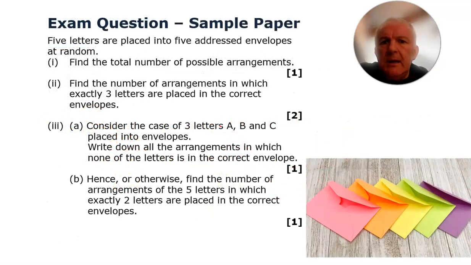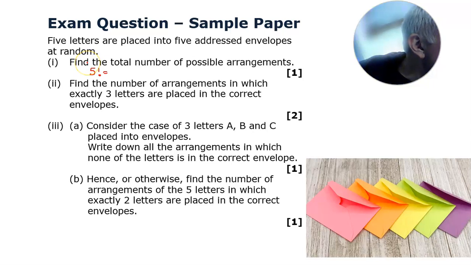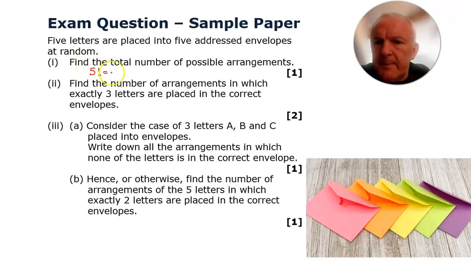For a start, I'm already happy with this question because it looks like one I could almost cheat with and just know the answers. 5 letters are placed in 5 addressed envelopes. Find the total number of possible arrangements. Well, it strikes me that that is 5 factorial. And 5 factorial, I should know that, is 120. I haven't got a calculator, so I'm having to look at a piece of paper to see what I've written down.